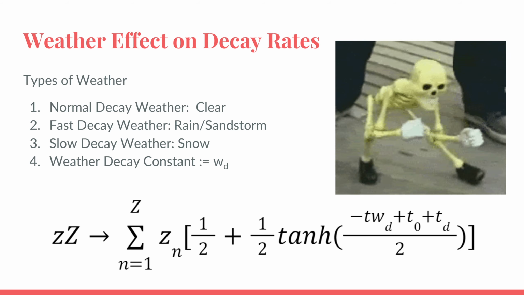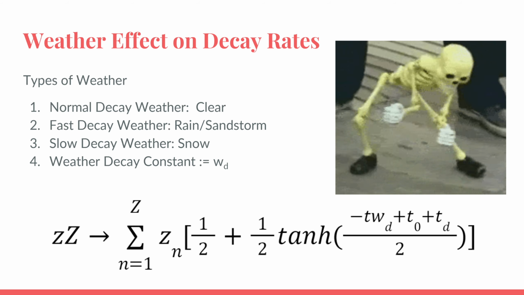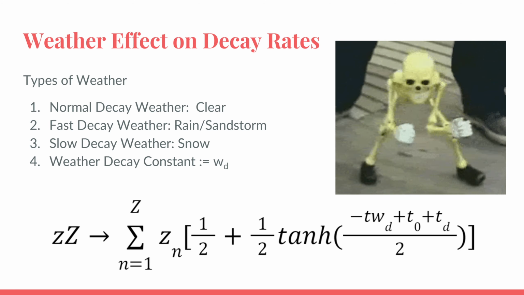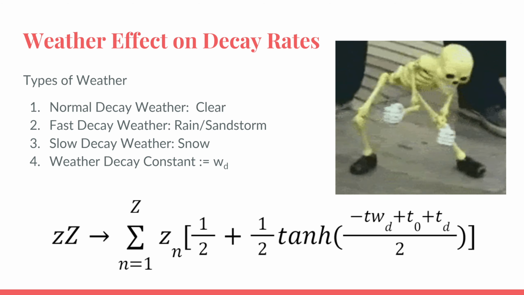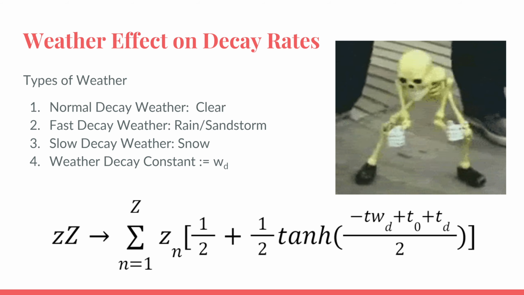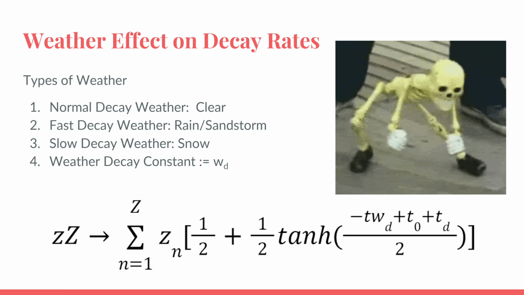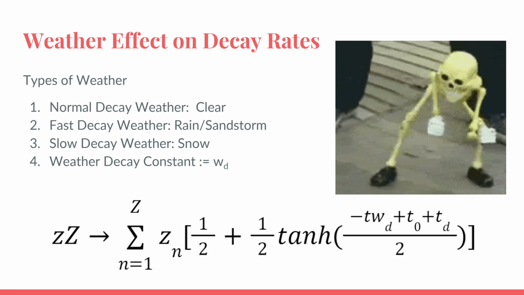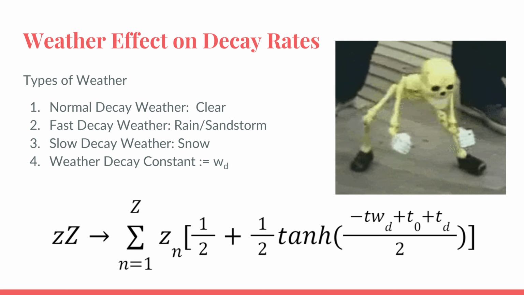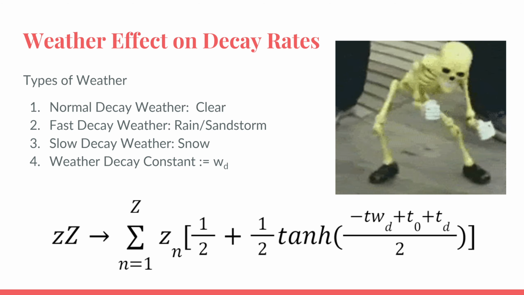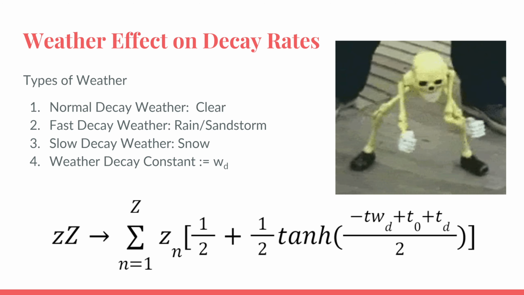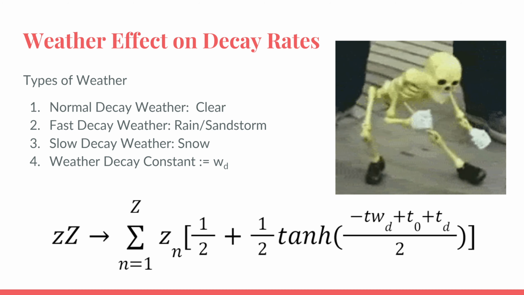We also want to consider weather conditions that affect zombies. There are three types of weather when considering the decay rate of zombies: normal decay, slow decay, and fast decay weather. If there is clear weather, we assume that the rate of decay of zombies does not change. Examples of fast decay weather include when zombies are wet after rainfall and decay faster from bacteria, or when they are buffeted by sandstorms. Slow decay weather, like snow, chills the zombies and allows the zombies to last longer. We can represent the effect of decay by a weather decay constant, W sub d, which scales the effective passage of time on the zombies from creation.